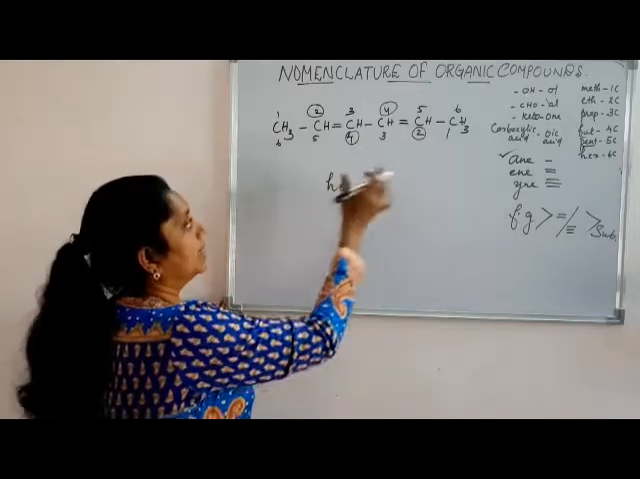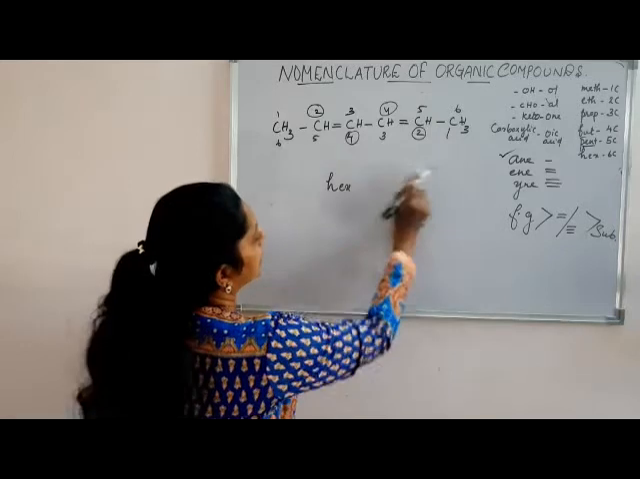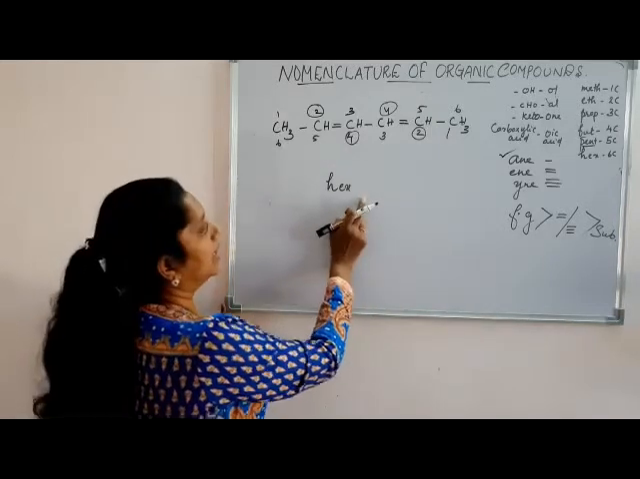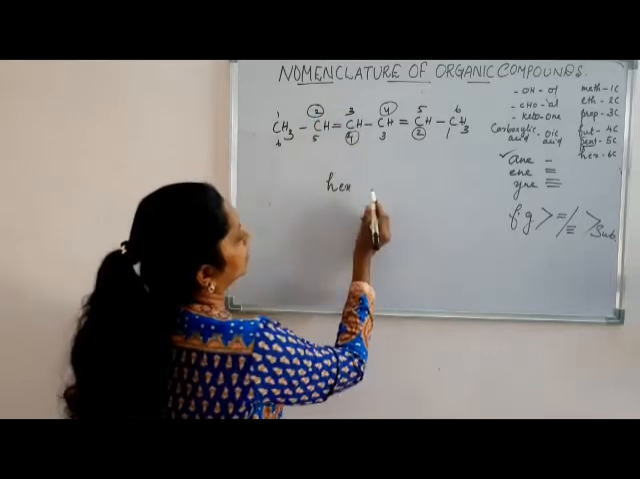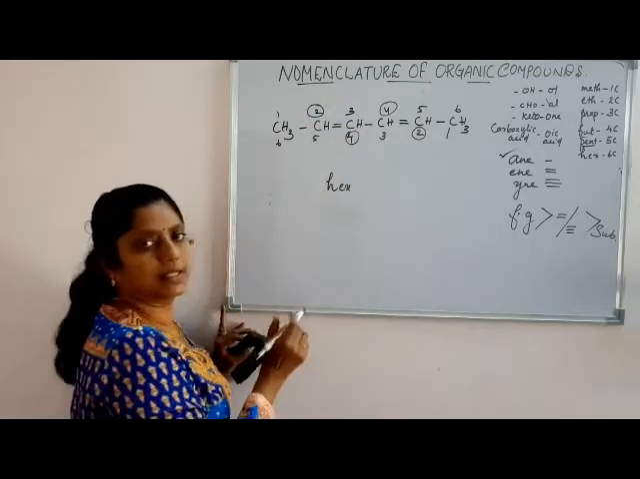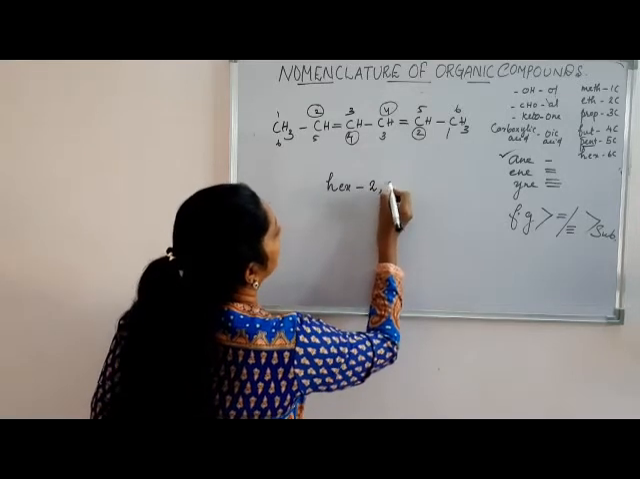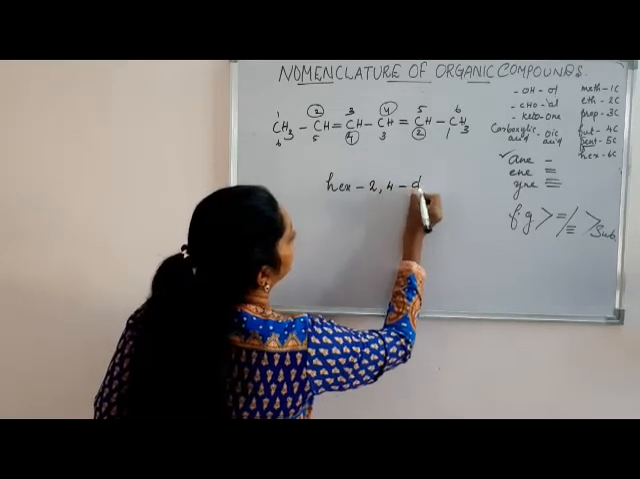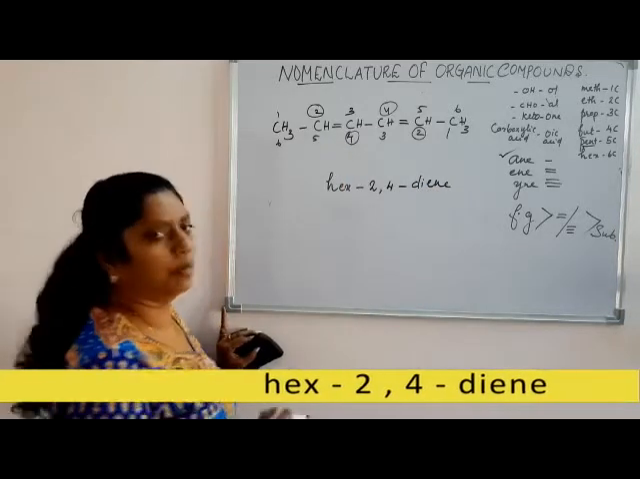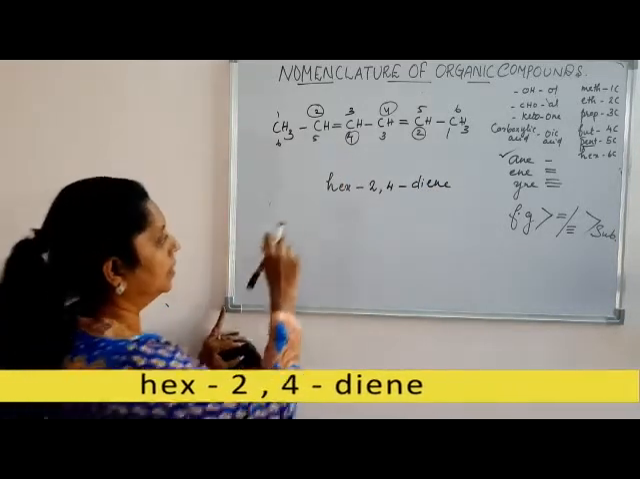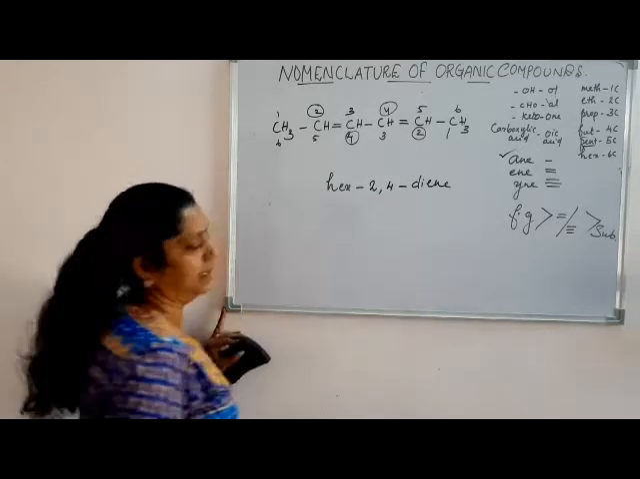Okay, so we can number it from either side. The word root for 6 carbon atoms is hex, and there is a double bond at the 2nd and 3rd carbon atoms. So this compound is named hex-2,4-diene. Di, because there are 2 double bonds present in the molecule.